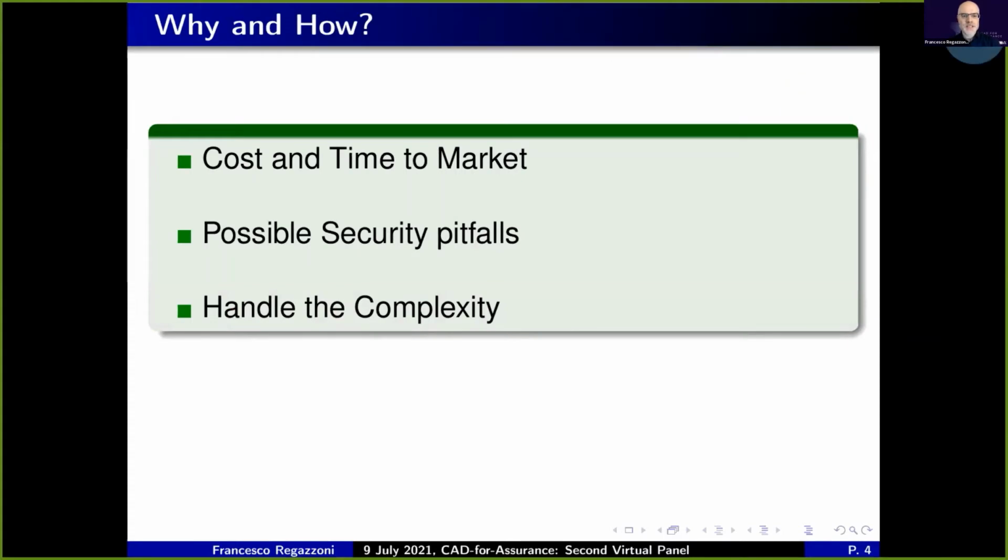But why do we want this, and how? I don't need to say that we need it for cost and time to market. Chips have to be done quickly, cheaply and securely. We need to handle the complexity of chips that are getting bigger and bigger, but also tools are not designed for security, and the optimizations they do can actually cause problems for security. Imagine that you add redundancy to protect against fault attacks. A tool may think this is a stupid replication and take it away. So we need to address the problem of security within the tools.